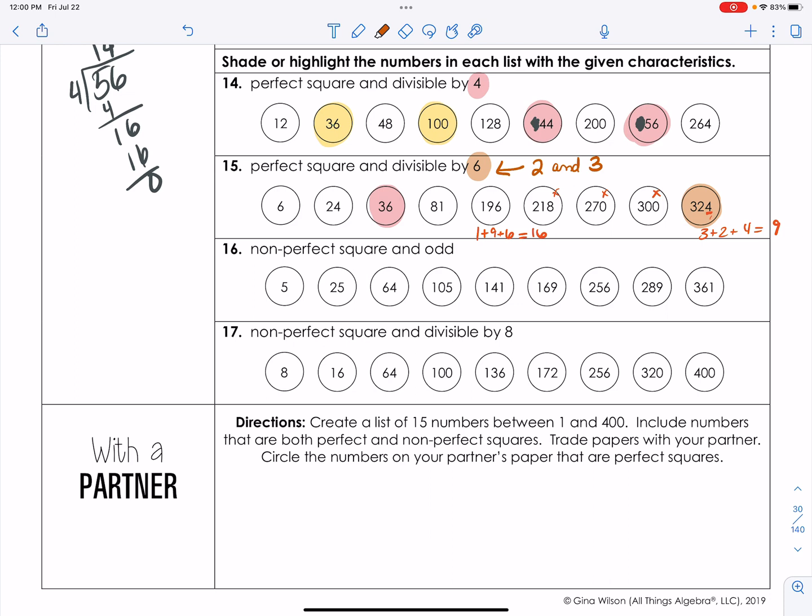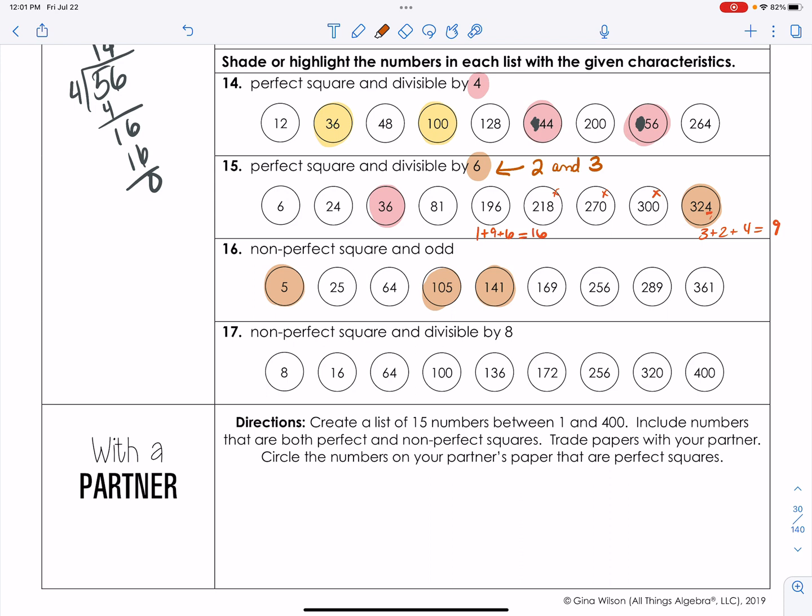Okay, non-perfect squares. 5 is a non-perfect square and it's odd, so I'm going to shade it. 25 is a perfect square. 64 is a perfect square. So I can't even look at those ones. 105 is a non-perfect square and it's odd. 141 is a non-perfect square and it's odd.